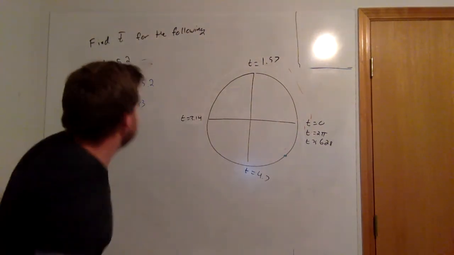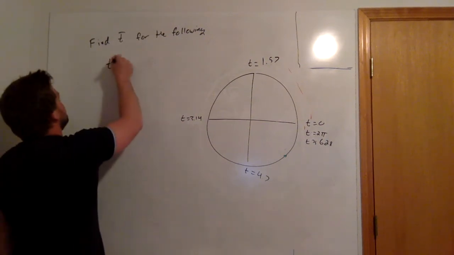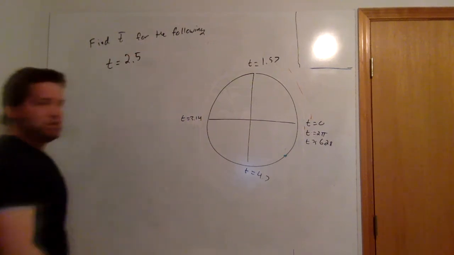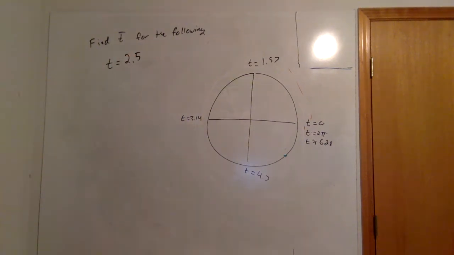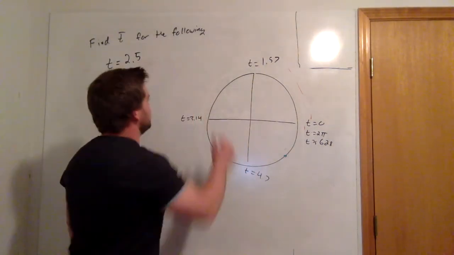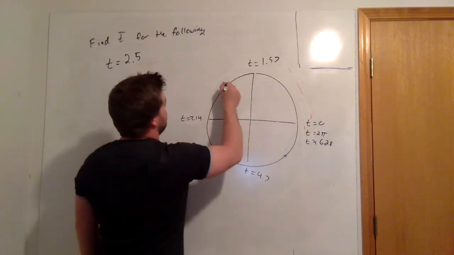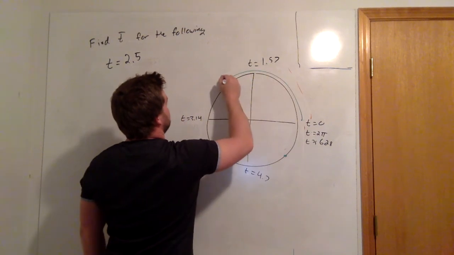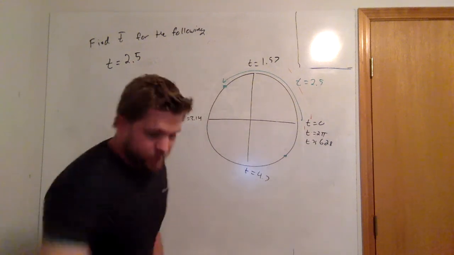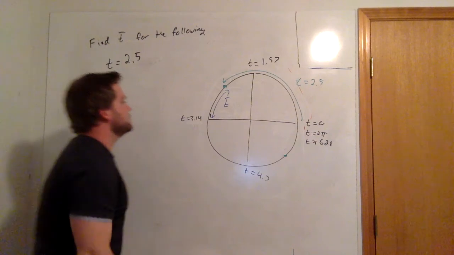Let's say that t is equal to 2.5, and we want to find t-bar. If I've walked 2.5 radians around the circle, I'm roughly somewhere in here, in the second quadrant, because that's between 1.57 and 3.14. So I've moved a distance here, and t would be 2.5. To figure out our t-bar, that would be the shortest distance to the x-axis, so this is what we call t-bar.